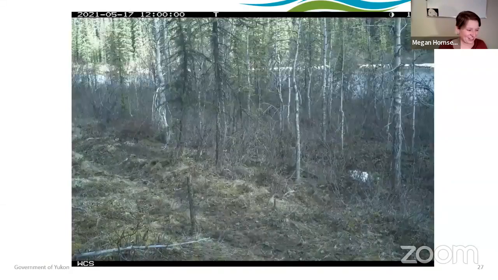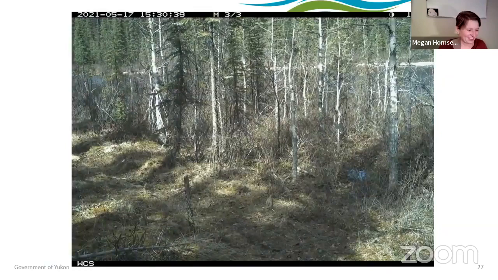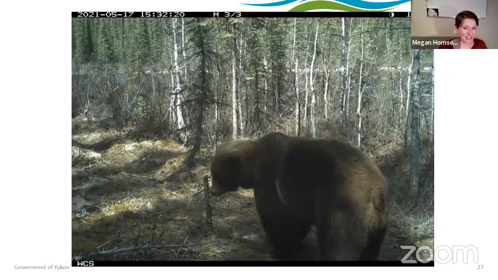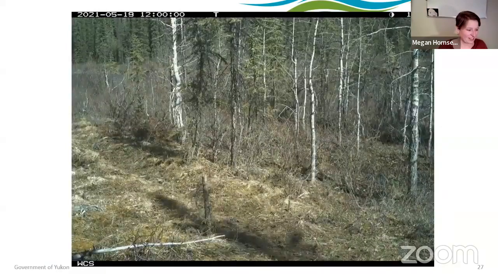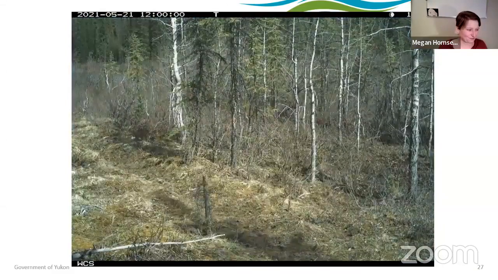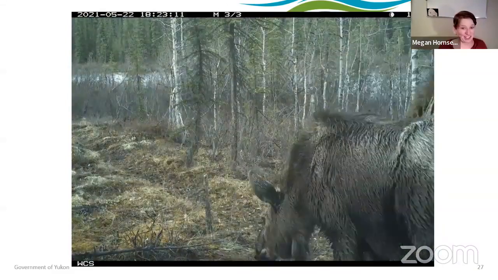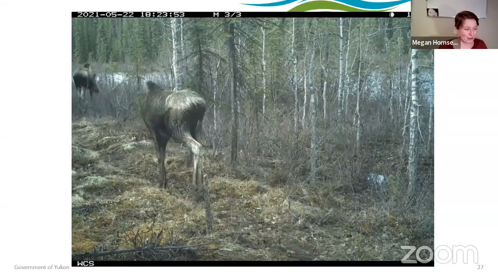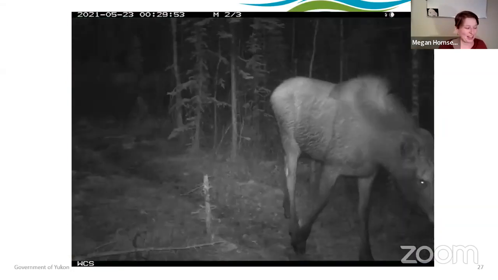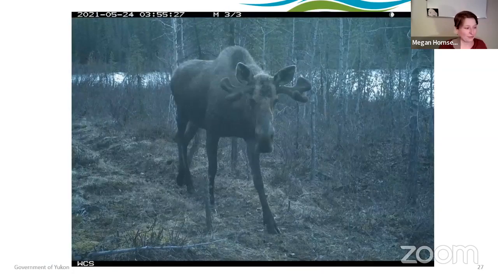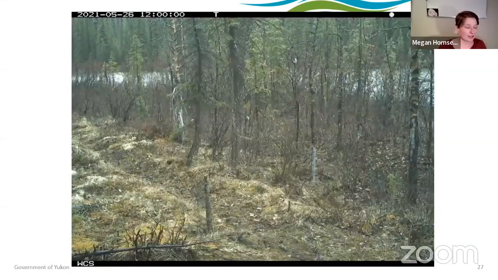We also have a lynx going through. The bear adjusted the camera for us. And then the caribou. So that was pretty exciting. This was one of our best sites, possibly our best site. And it just happened to be a really great game trail. You can see the Rackla River in the background there.